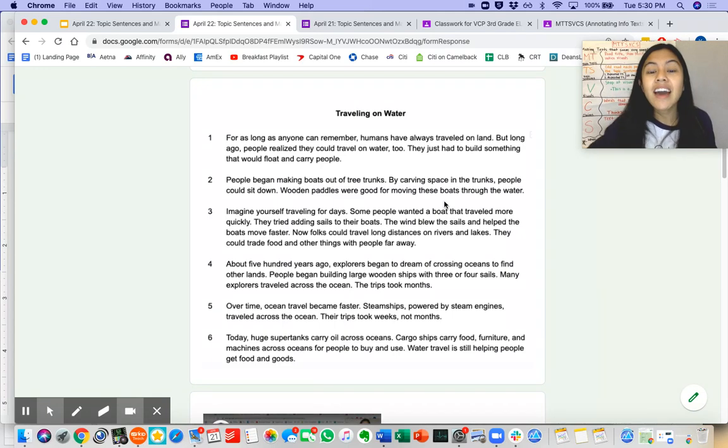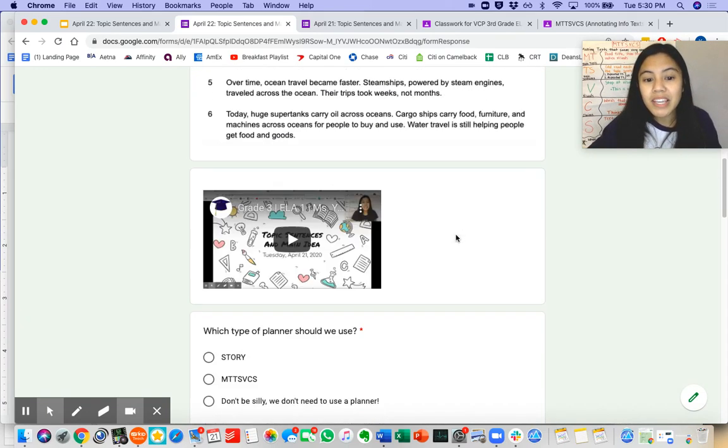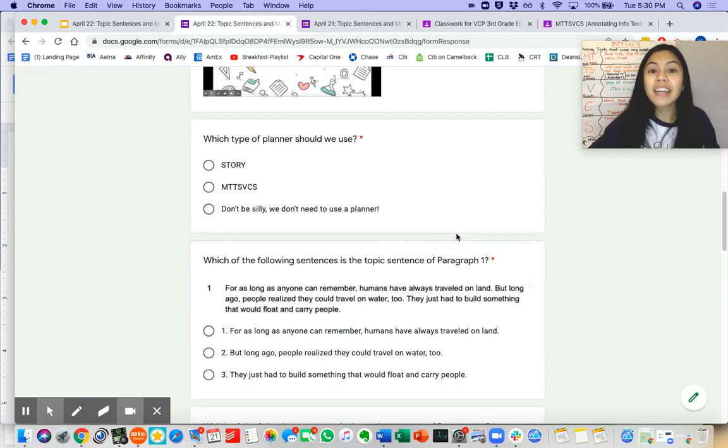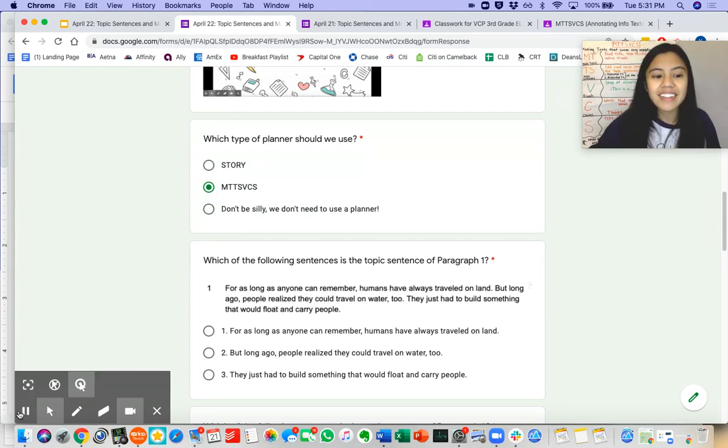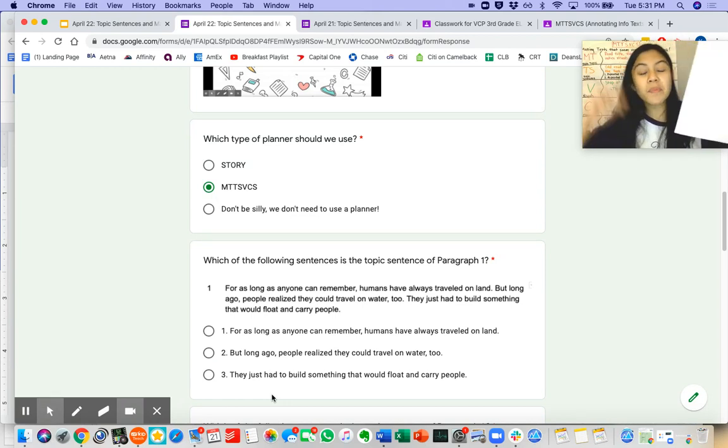Great job, friends. Let's go ahead and add that to our Google form. Because we are reading an informational text, we're going to be making a Making Text That Seem Very Complicated Simple planner. Make sure that you have your blank paper and a pencil out and ready to draw that as I read.